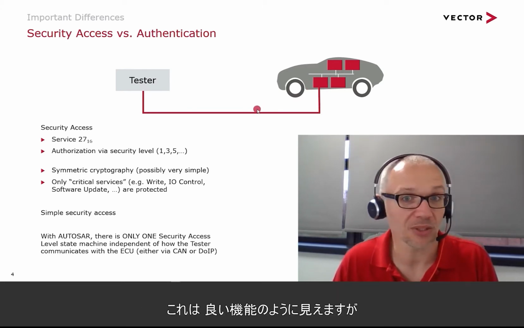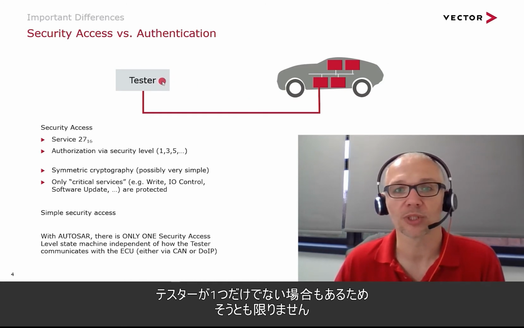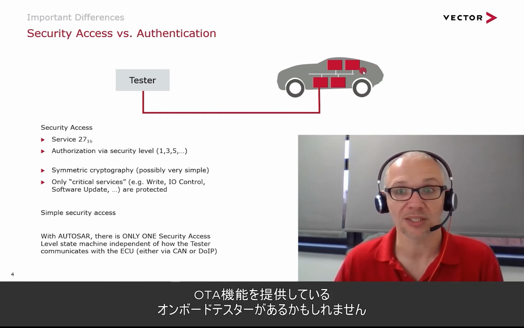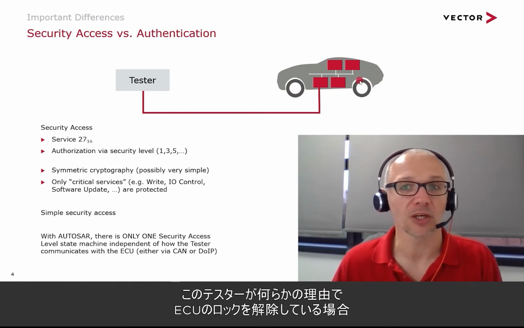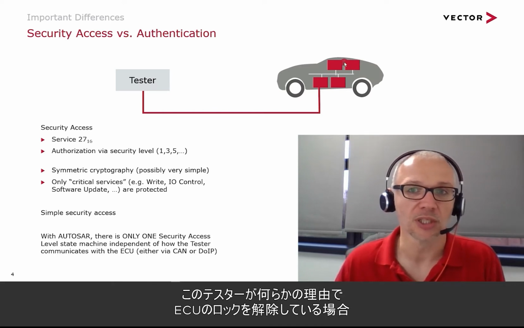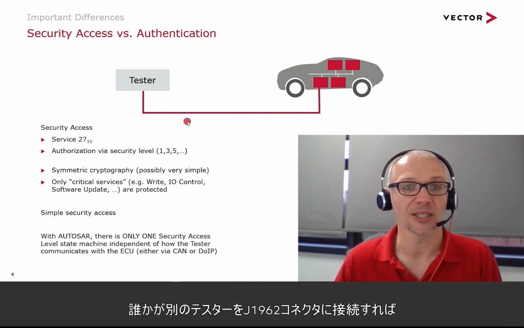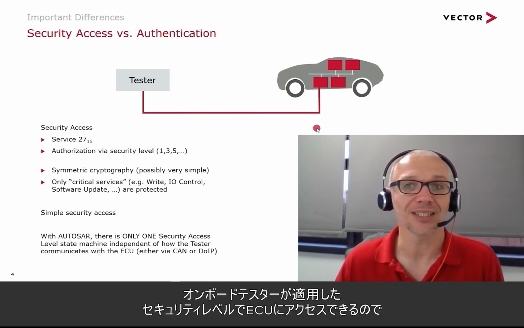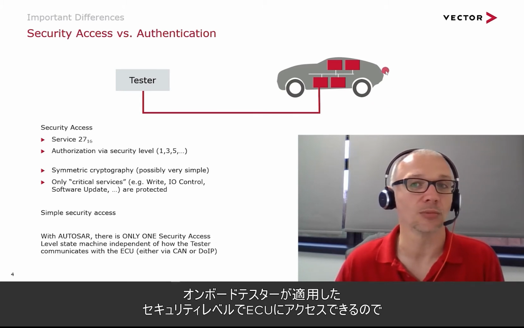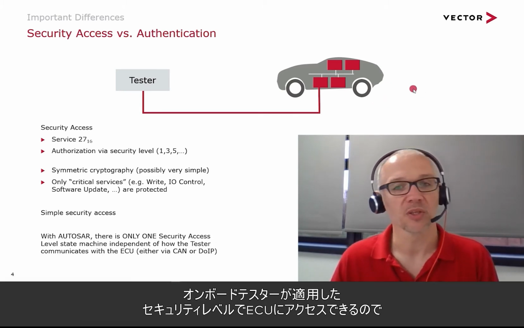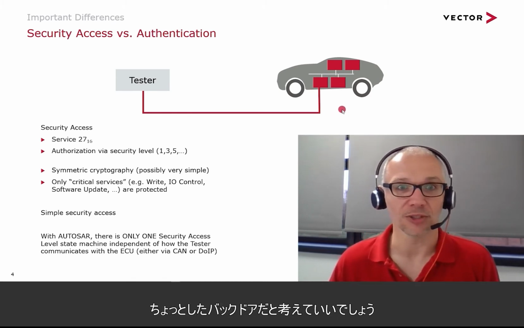This maybe sounds like a good feature, but it's not necessarily the case, because we may not just have one tester. I may have an onboard tester which is providing over-the-air functions. So if this tester unlocks ECUs for some reason to do things, it means that if somebody comes along with another tester, plugs it into the J1962 connector, they can get access to the ECUs with the security level that the onboard tester has applied. So this is not a good feature. It's a bit of a backdoor, even, you could think about.